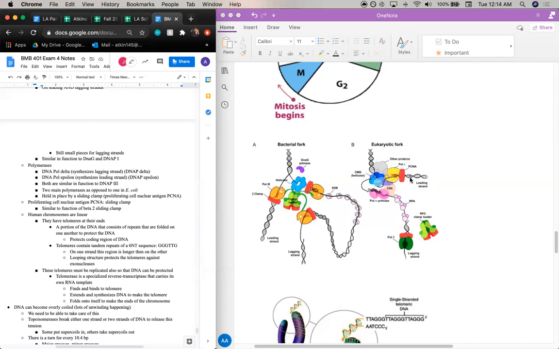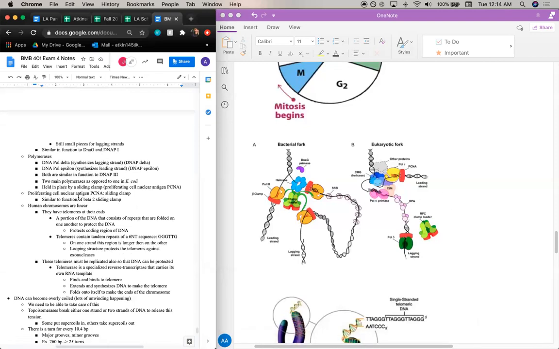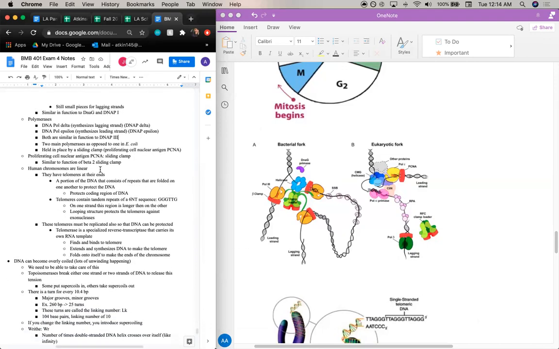We can see on this picture here, I don't understand these figures super well because I just pulled them from the internet, but we're doing the best we can here. And this has a similar function to the beta 2 sliding clamp that we saw helping out in prokaryotic replication.